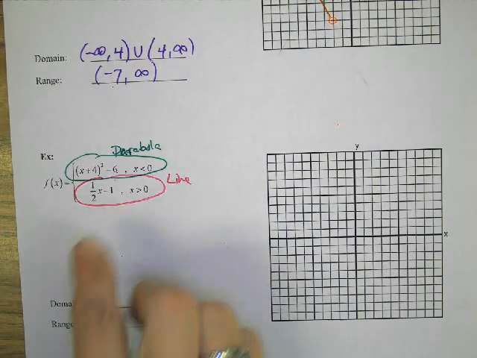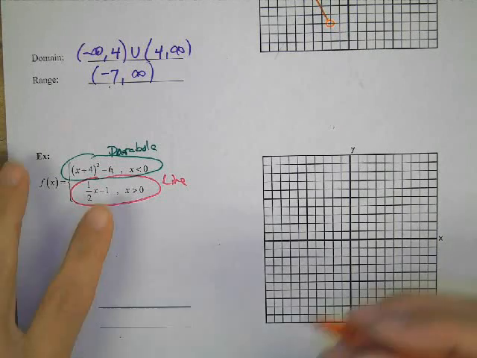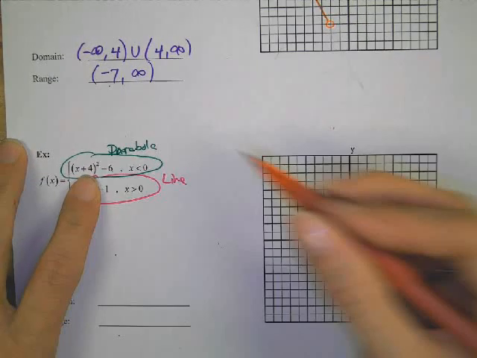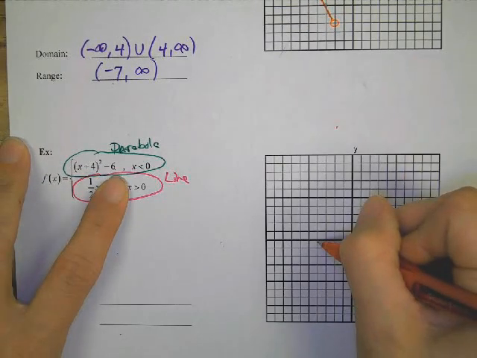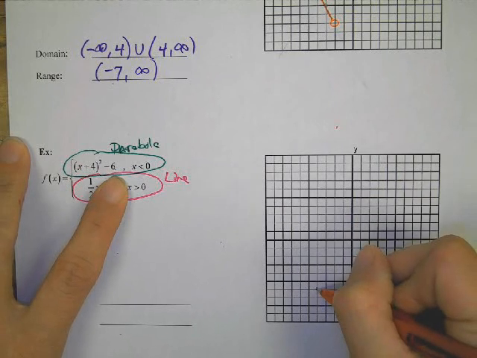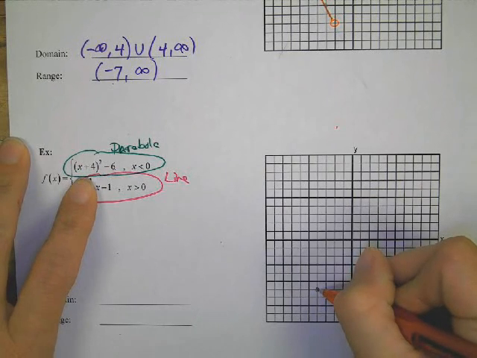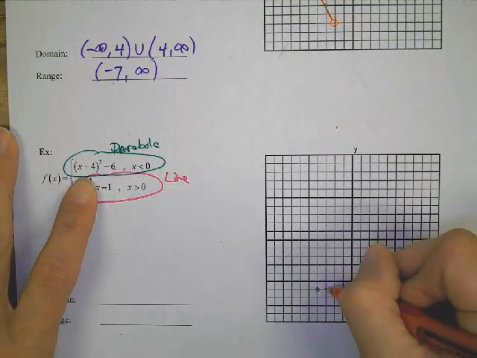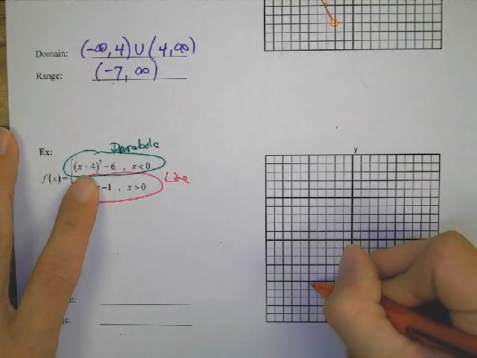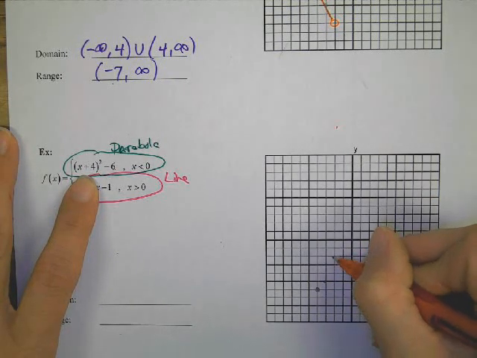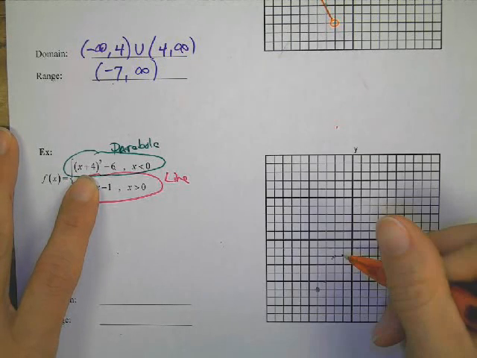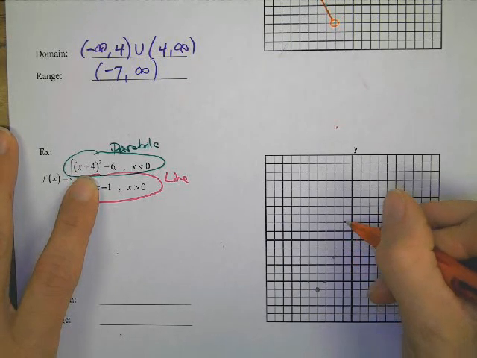Here we go. Over 1, up 1. Over 1, up, that's right, 3. Over 1, up 5. Can I fit 7? Over 1, up. Yes, I can. Perfect. 7. Okay, let's get the other side of the parabola here.